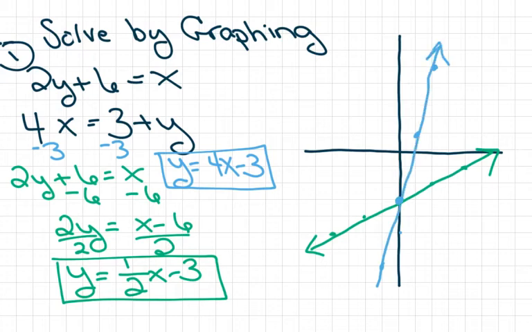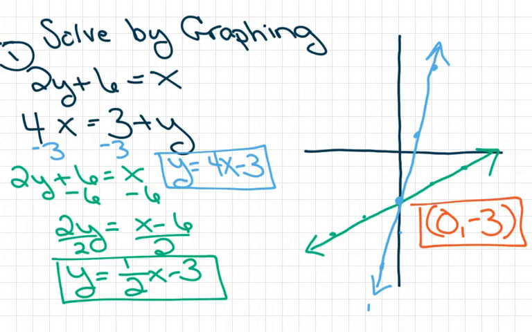So this one was actually really nice because they share the same y-intercept. So the answer on here is 0, -3 when we graph them. Okay, so it's again where the lines are hitting each other.